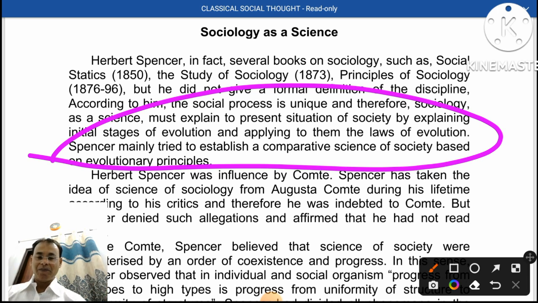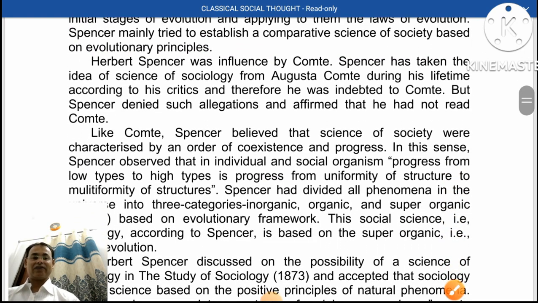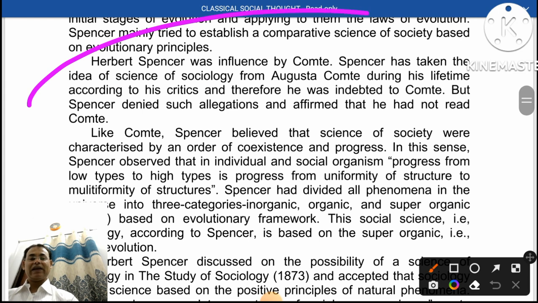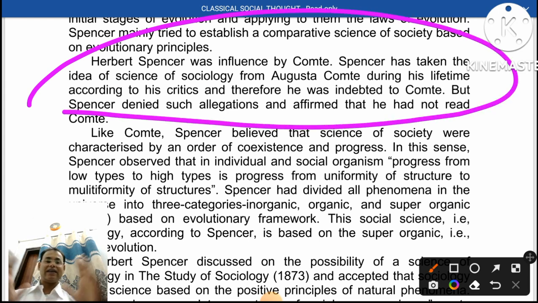Herbert Spencer was influenced by Comte. Spencer has taken the idea of the science of sociology from Auguste Comte during his lifetime. According to his critics, therefore, he is indebted to Comte. But Spencer denied such an allegation and affirmed that he had not read Comte.